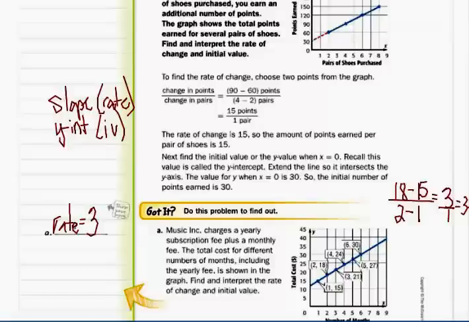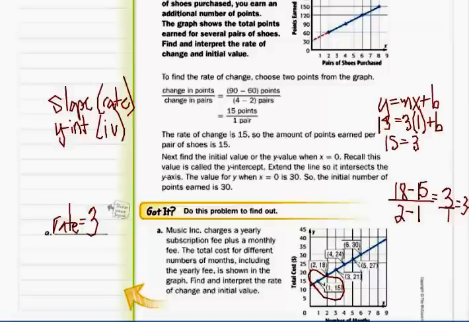The initial value, if we know the rate, we can use our slope-intercept form. The rate is 3. The x, again, I'm going to pick the smallest one I can deal with, which would be this one right here. The x is 1 plus b, and that should equal y, which is 15. So I've got 15 equals 3 plus b. Subtract 3 from both sides.